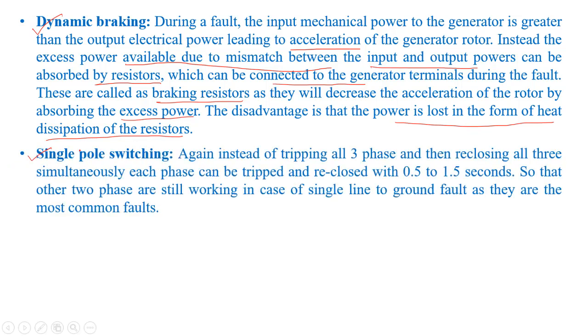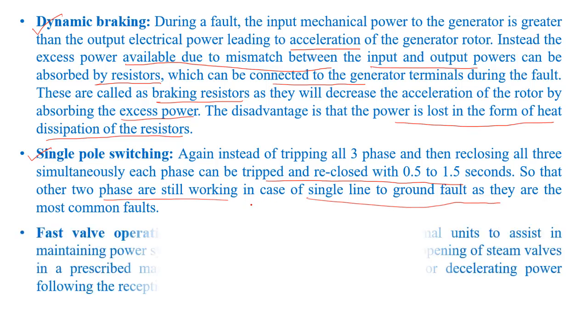And the sixth one is single pole switching. Again, instead of tripping all 3 phases and then reclosing all 3 simultaneously, each phase can be tripped and reclosed within 0.5 to 1.5 seconds, so that the other 2 phases are still working in case of a single line to ground fault, as these are the most common faults.